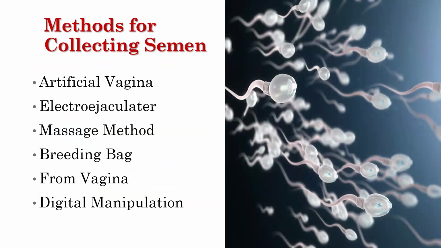Let's talk about the semen collection methods. How are we going to collect semen? We are going to collect semen by artificial vagina, the electroejaculation method, massage, breeding bag, the help of a real vagina, and digital manipulation. But among all of these, the artificial vagina is a very popular and recommended method, because in this the chance of disturbance to sperm is least.